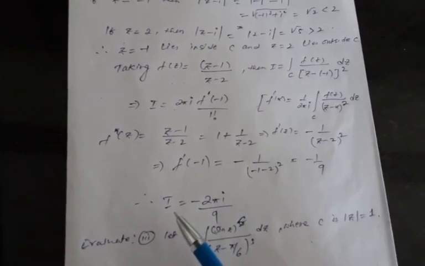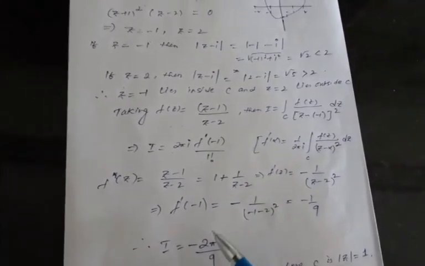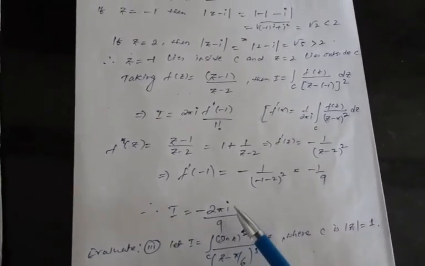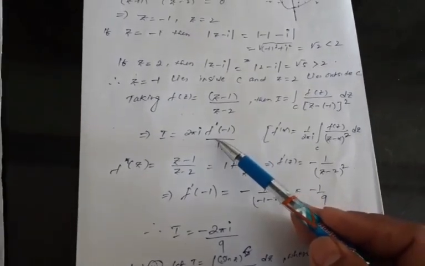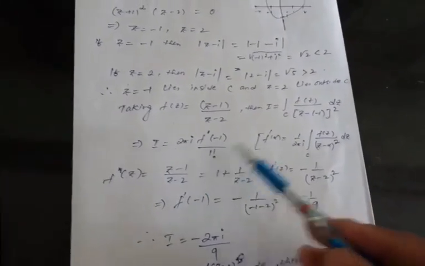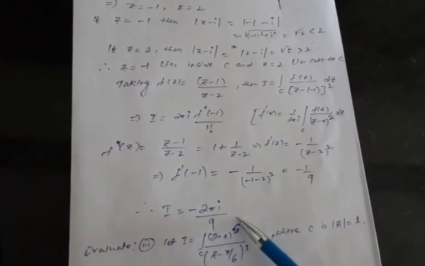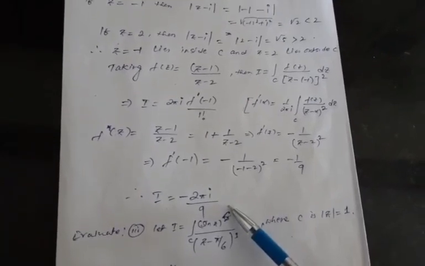Therefore I is equal to 2 pi i f dash of minus 1 divided by 1 factorial. So this is minus 2 pi i divided by 9. We are substituting f dash of minus 1 in this equation. Okay, so finally the value of this integral is minus 2 pi i divided by 9. So I hope you all understand this problem.